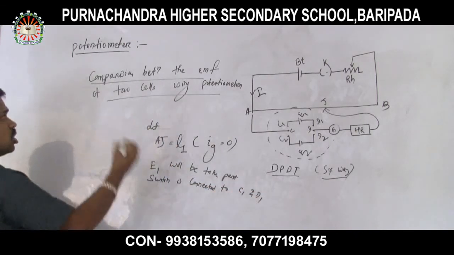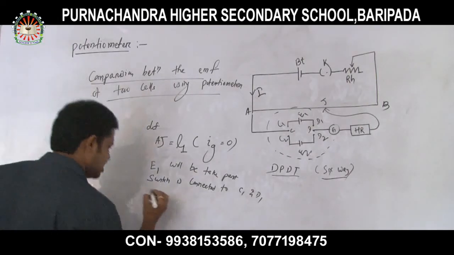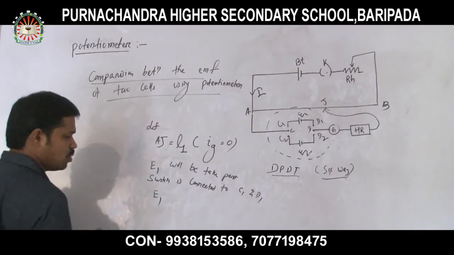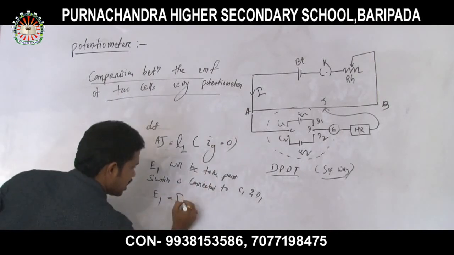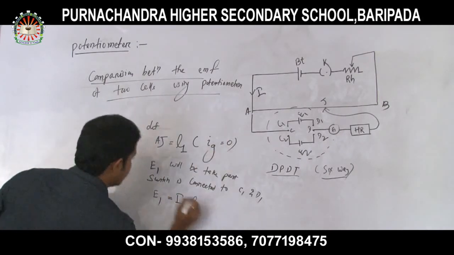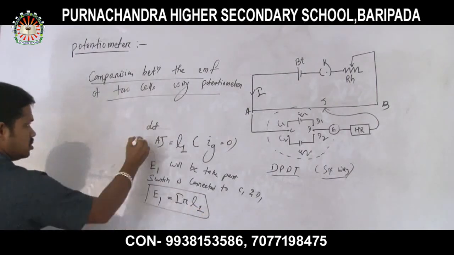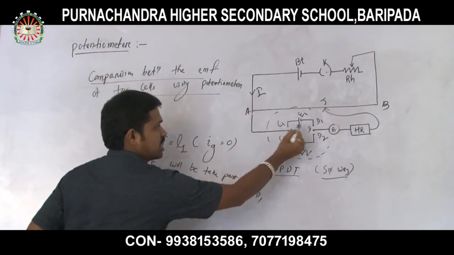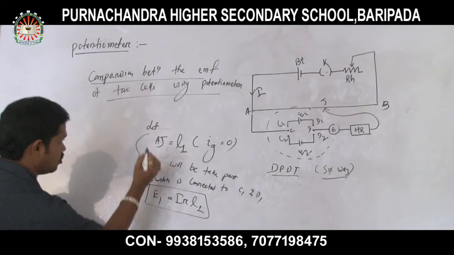In this condition we have to apply the principle of potentiometer. What does the potentiometer principle say? The EMF E1 depends upon the current I, the resistance R, and the length. What length will I take? L1. So E1 is equal to I R L1. Understood all of you? This is the first case, when the switch is connected to C1 and D1.